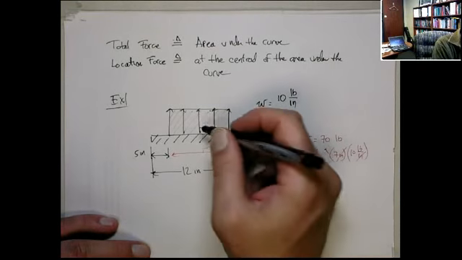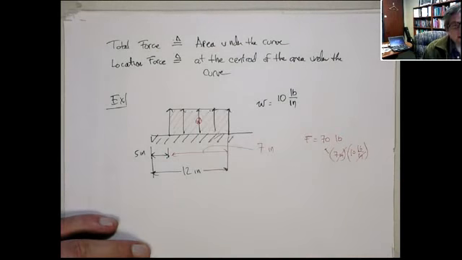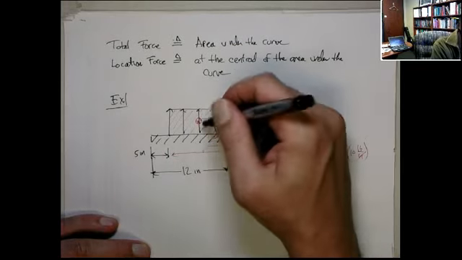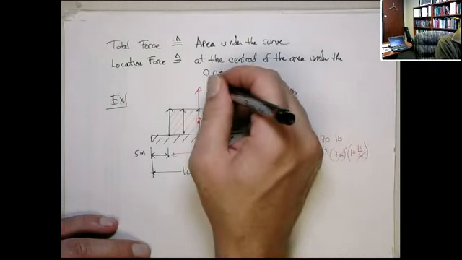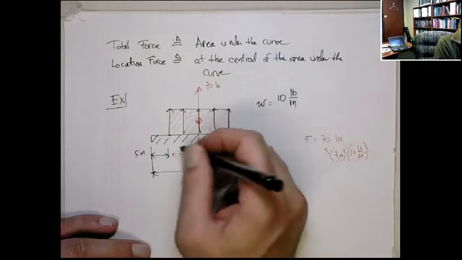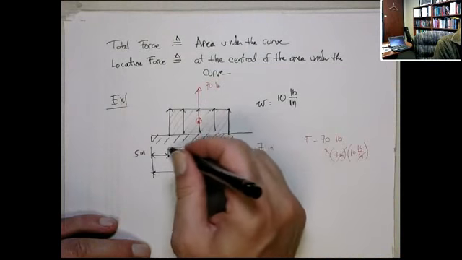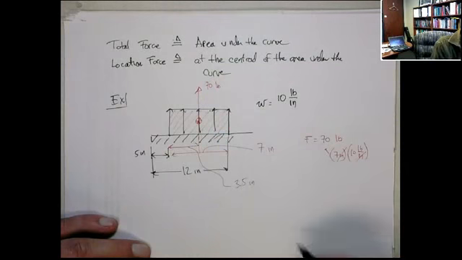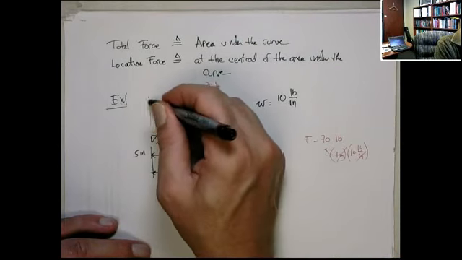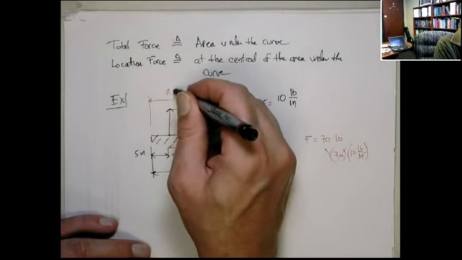Now its location is at the centroid. Before the integral, you know the centroid of the rectangle, right? So the effective force here is 70-pound force acting at 3.5 inches on this edge. 3.5 plus 5, so it's 8.5 inches.